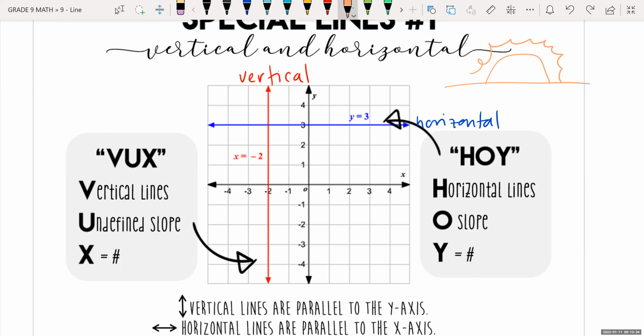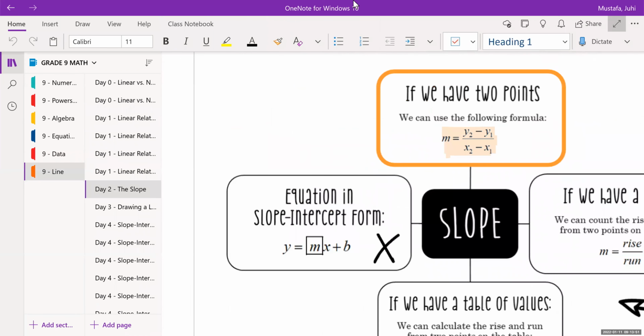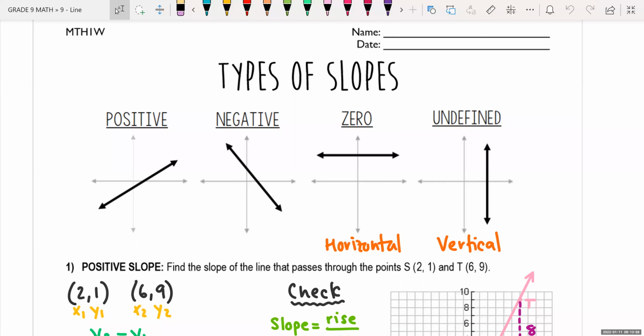All right, so what exactly does this word mean? Well, the V stands for vertical lines. The U tells me about the slope. Do you remember when we were talking about slope way back in the day? I'll bring up that lesson to help you remember. If I scroll down, remember how we talked about the different types of slopes? We have a positive slope here, a negative slope here. And if you have a horizontal line, that slope is 0. And if you have a vertical line, that slope is undefined.